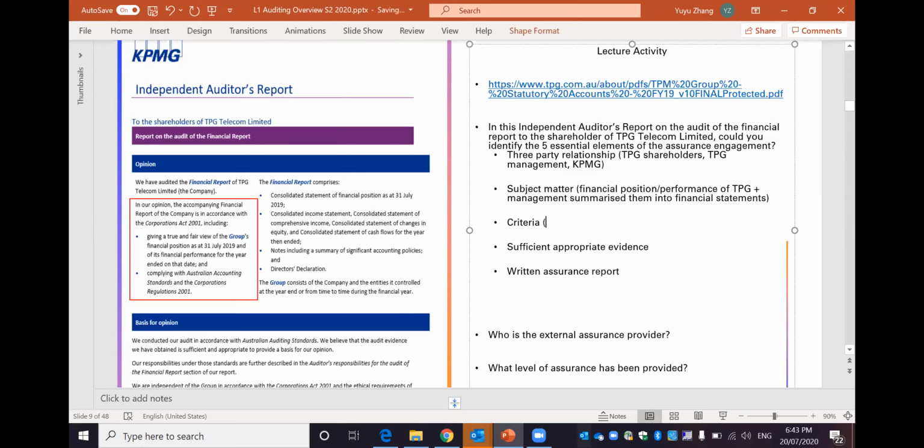So what was the criteria? The criteria is the Australian Accounting Standards and the Corporations Regulations 2001. How do you know that? So it's here, right? Yes, here they say that they use those specific standards. So almost all the information should be found from the auditor's report. Otherwise, there must be some evidence to support something hidden behind the report.